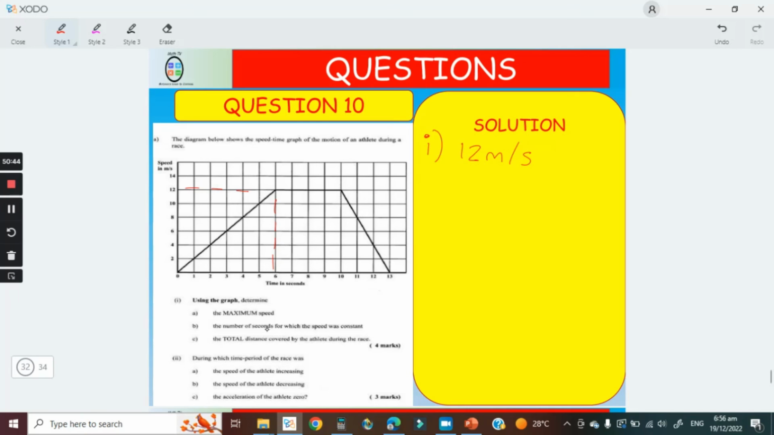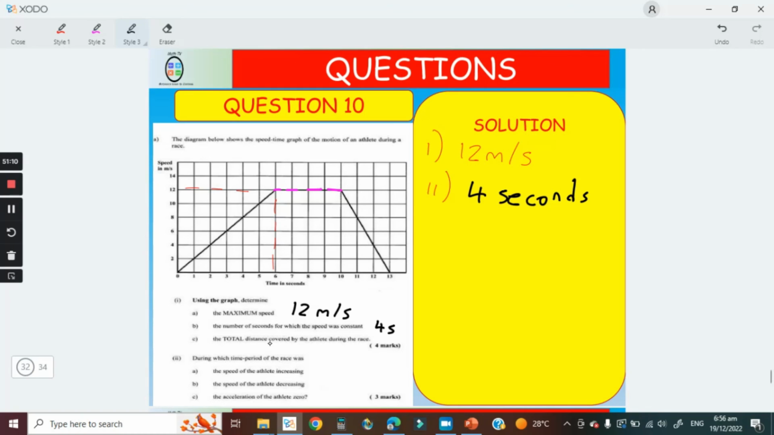Part 2 now, it says the number of seconds for which the speed is constant. So we need to look where we see a horizontal line, where the speed is maintained. The speed is maintained right here. So from 6 seconds to 10 seconds. So the number of seconds the speed is maintained, 4 seconds. That's it. Notice how easy that is, 12 meters per second, 4 seconds.